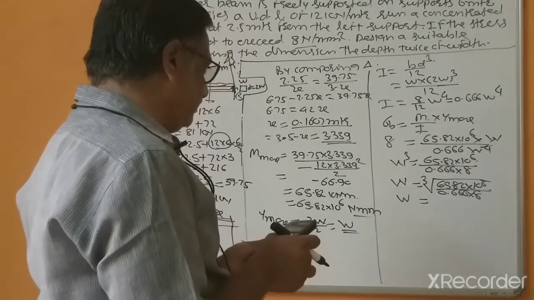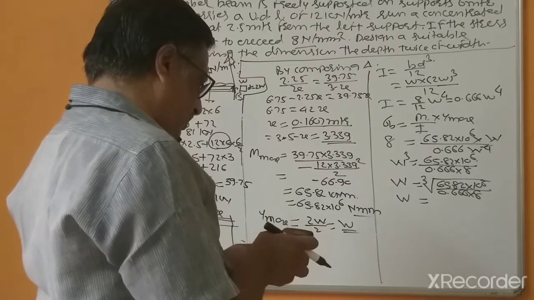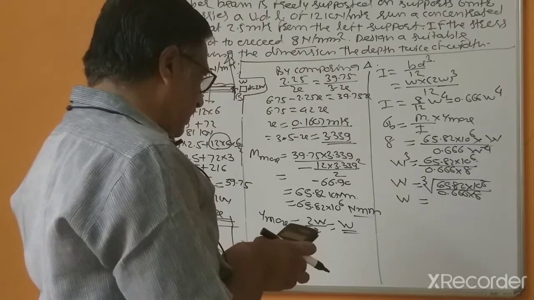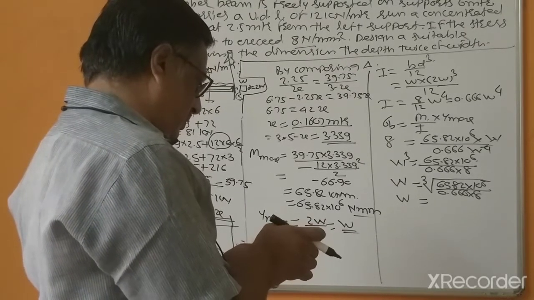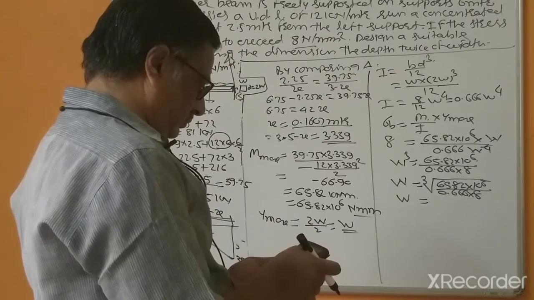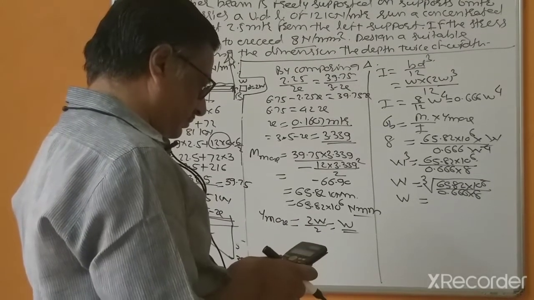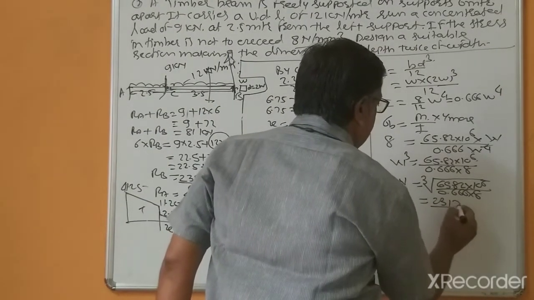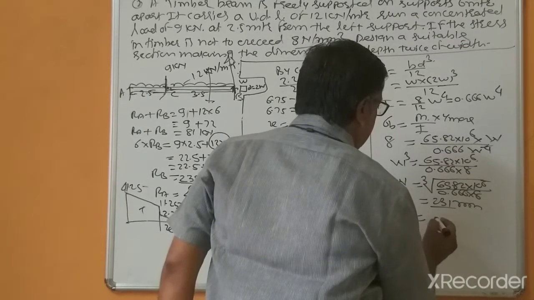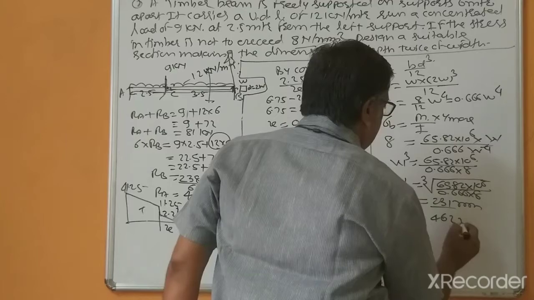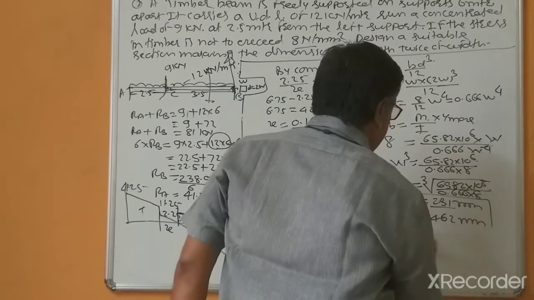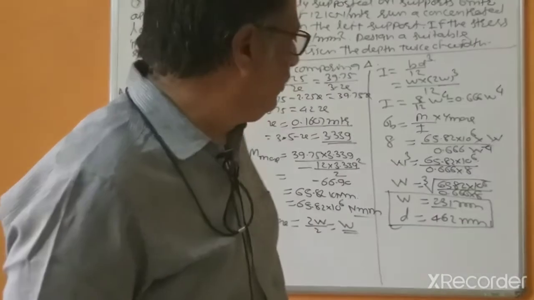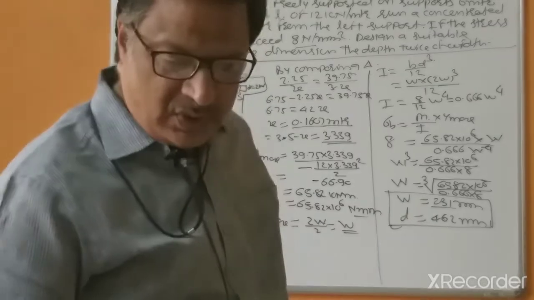This much is simple. Multiplied by 10 to the power 6 divided by 0.666 divided by 8 and cube under root. This is equal to width 231 mm. So that's why depth, multiplied by 2, 462 mm. This is your required answer. I will check my answer. Right, this is correct. So this is the second problem.